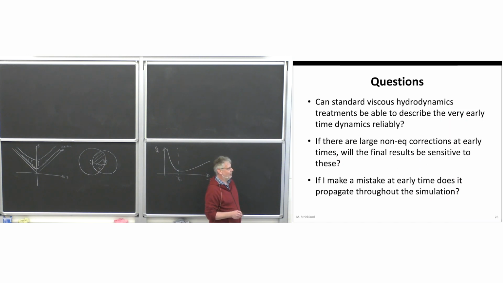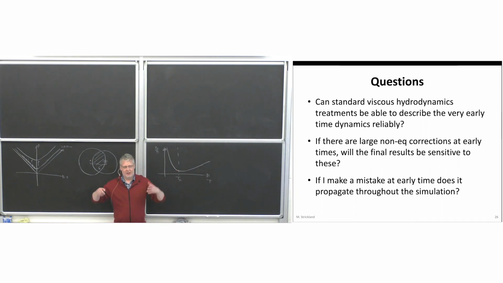Can standard viscous hydrodynamics treatments describe very early time dynamics reliably? Are they going to break down? Typically, they're done in a sort of power counting linearization around equilibrium where I truncate the series at some point. Of course, any truncation is like a Taylor series. It can break down at some point. So people started asking, well, how far can I push it back in time?